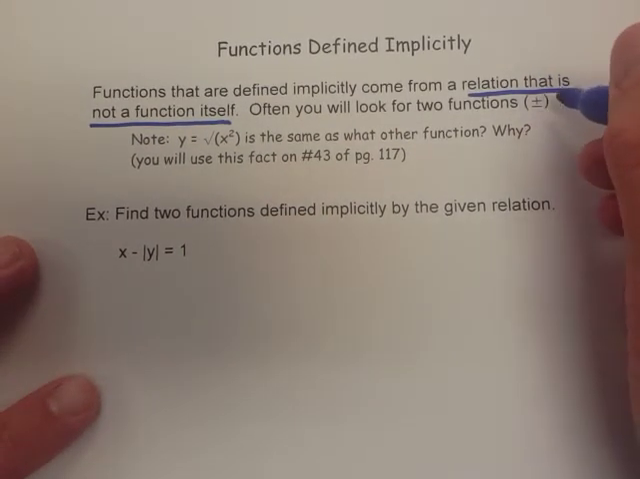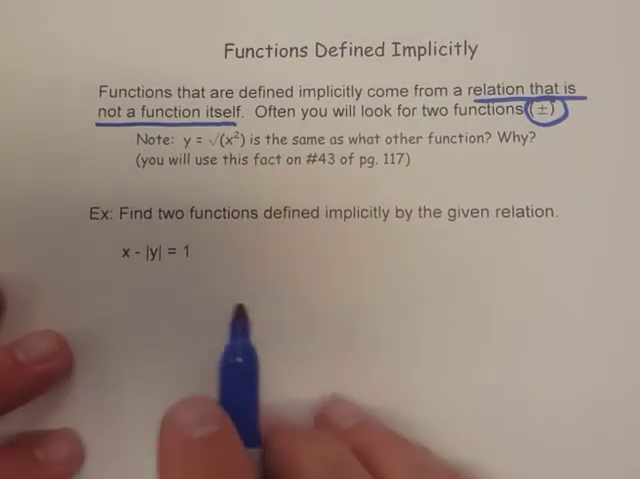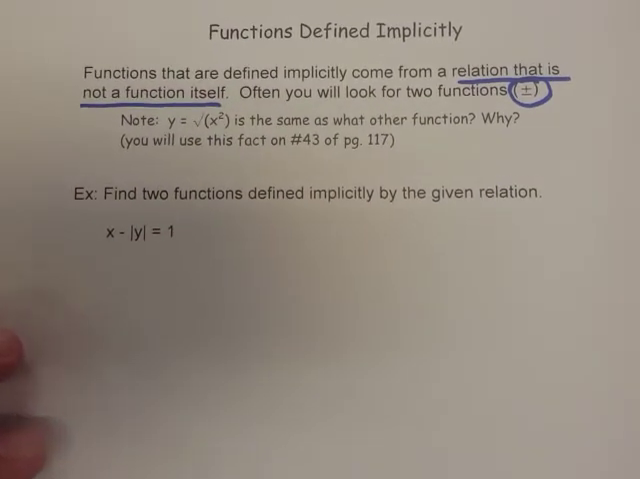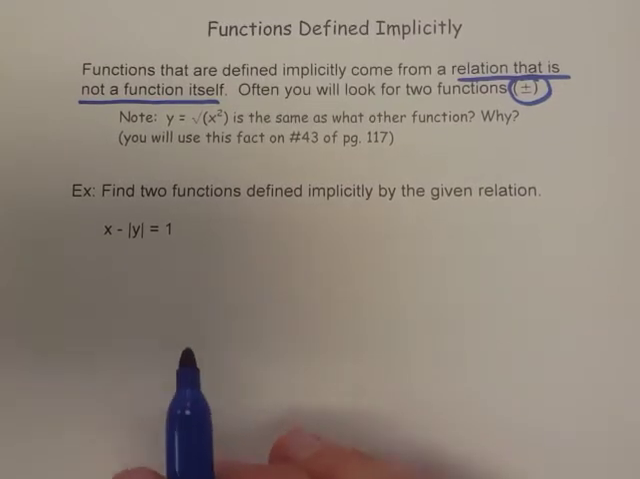The way that most often occurs is that when we do some algebra on it, you're going to see a plus minus come out, a positive and a negative version, that if you put it on a graph would violate the vertical line test. Before I get to this note, let's talk about this example, just how we work through the details to find the two functions that are implicitly defined by this relation.